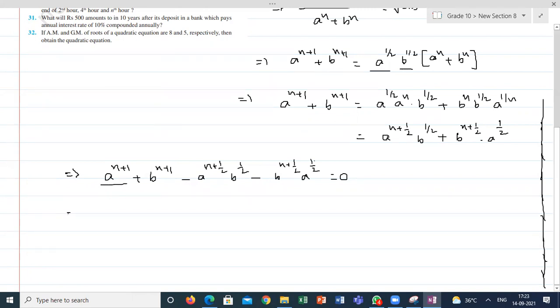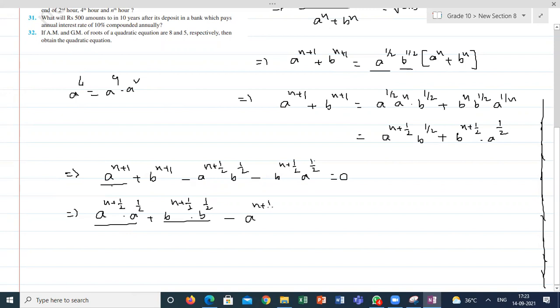This can be written as a power n plus 1 by 2 into a power 1 by 2. This also can be written as b power n plus 1 by 2 into b power 1 by 2. Bases are same, the powers will be added. If I'm adding powers of these two, I will get this one. So if I'm having a power 6, I can write it as a power 4 into a square. That is the method I applied here.